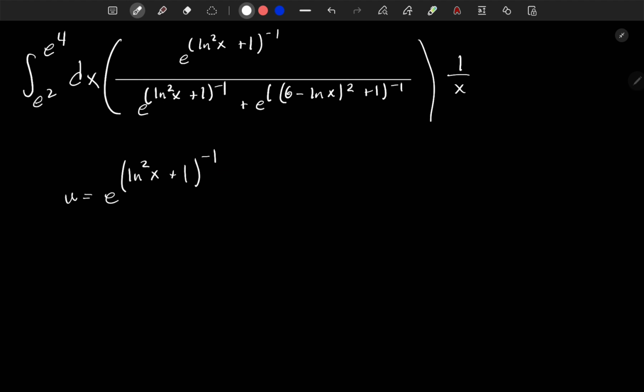The issue is the du doesn't really match what we have here, because the du is going to be a u times, oh, it's ugly, negative 1 log squared x plus 1 minus 2 times 2 log x over x dx. That doesn't look like anything we have here. Oh, okay, yeah. This is not quite a speed run anymore, is it?